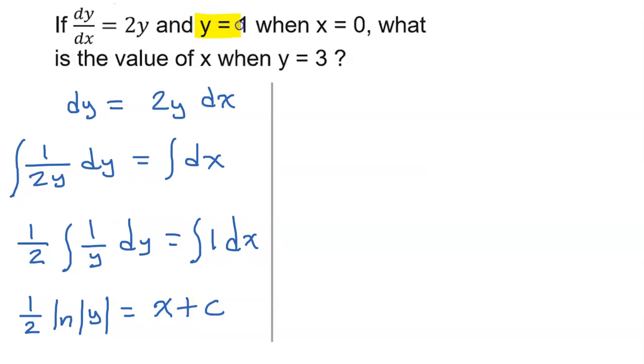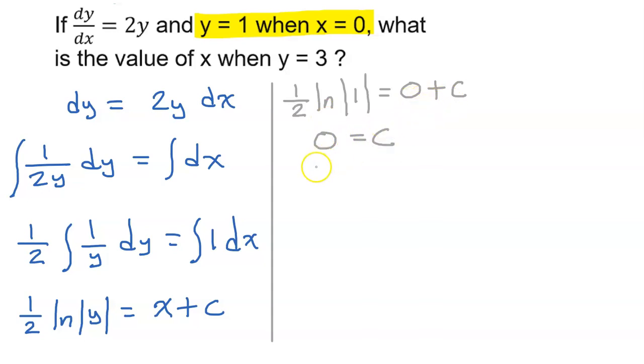Let's use this initial condition to find the value of c. Substituting 1 for y and 0 for x, we have this. We know that the natural log of 1 is 0, so on the left-hand side we just have 0. And on the right-hand side we just have c. So c is 0, we can substitute this in, but that means it's gone. This is the solution to the differential equation.